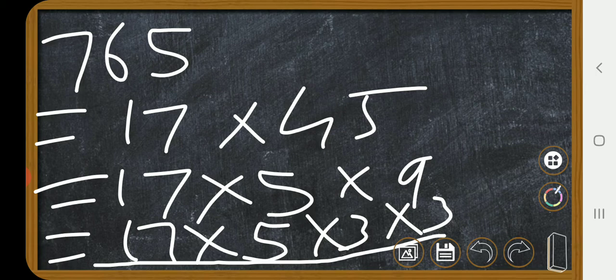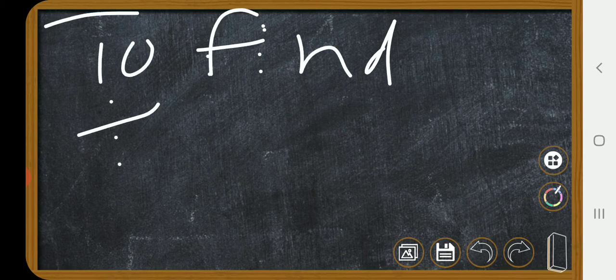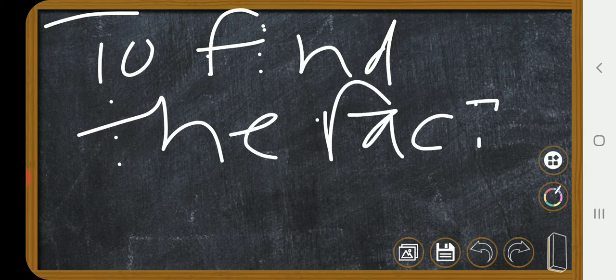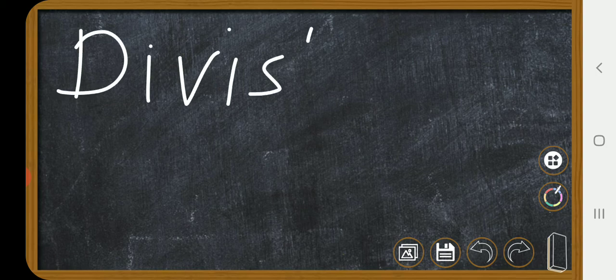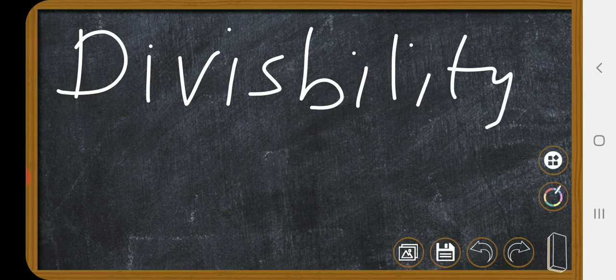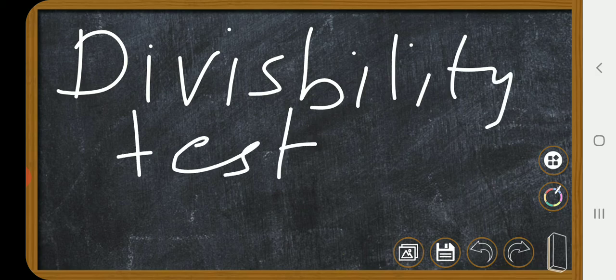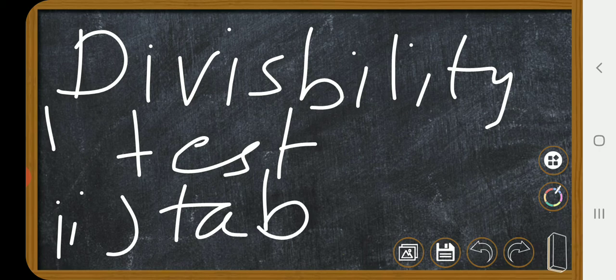For this, there are very important tips. To find the factors, you should know some important things. One is the divisibility test, and second is tables. If you know these two things, you will be able to solve all of these examples.